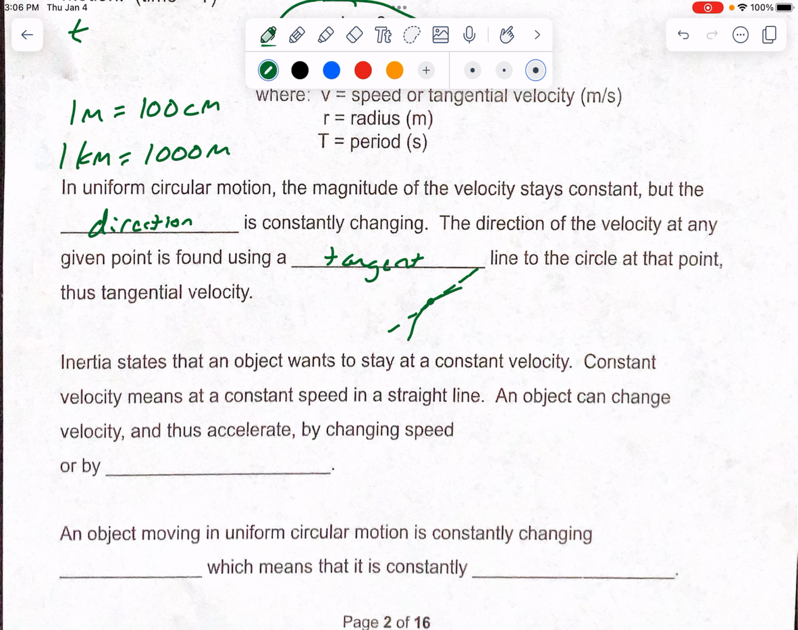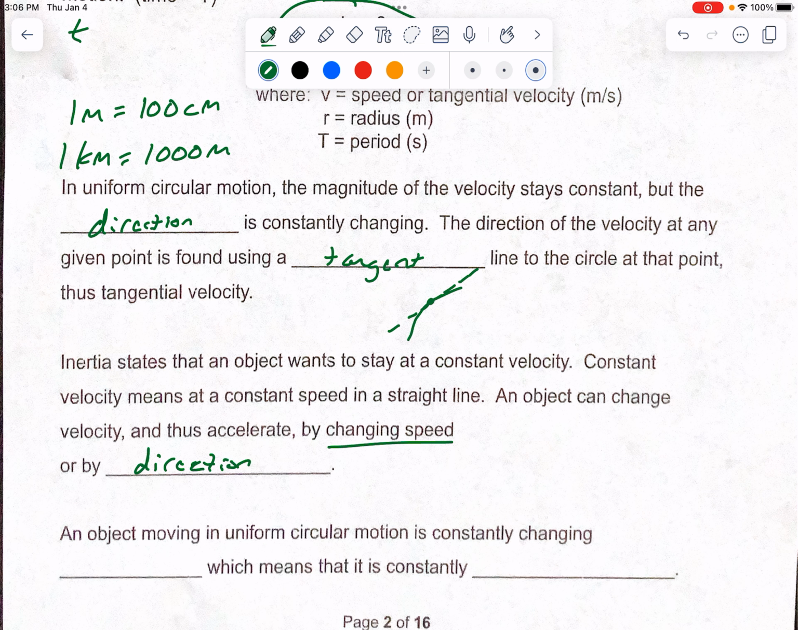So inertia states that an object wants to stay at a constant velocity, so that's Newton's first law. Constant velocity means at a constant speed in a straight line. An object can change velocity two ways, okay? Or I'm sorry, you can accelerate two ways. One is you can change your velocity, okay, so change your speed, or you can change your direction.